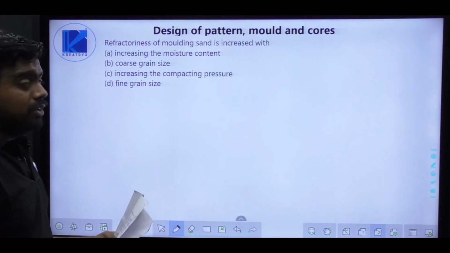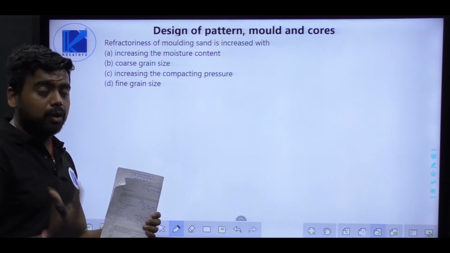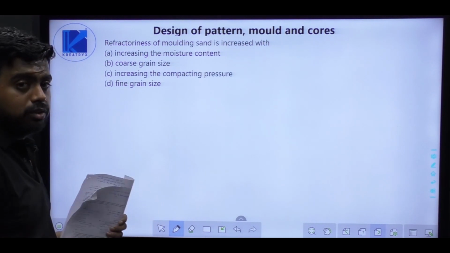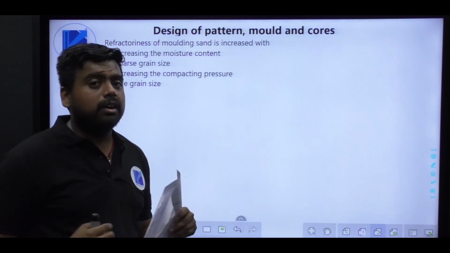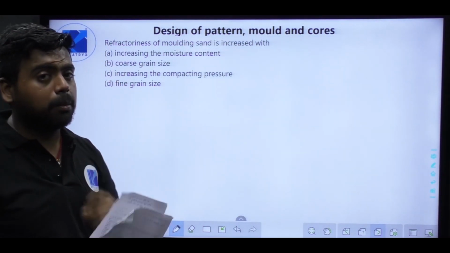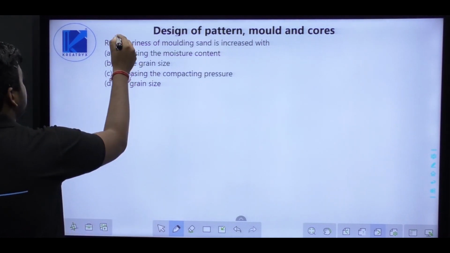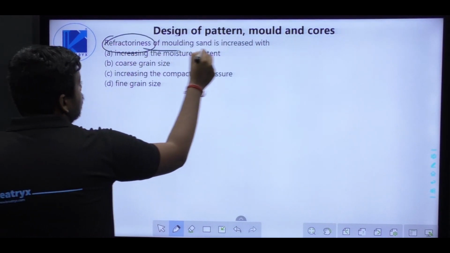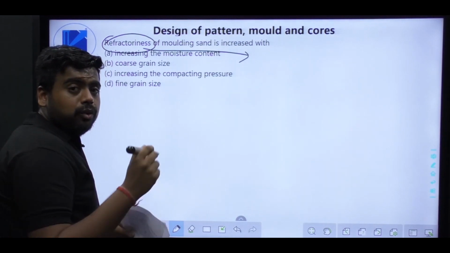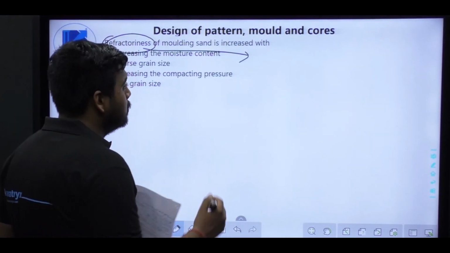So now we were talking about a particular property of sand in the previous question, which was permeability. Now we will talk about another property of sand, which is refractoriness. Basically, refractoriness stands for the ability of sand to withstand very high temperature.